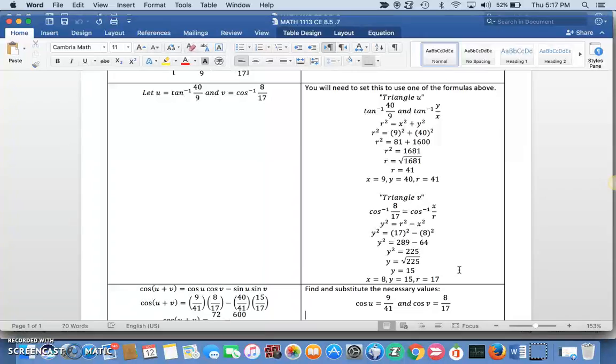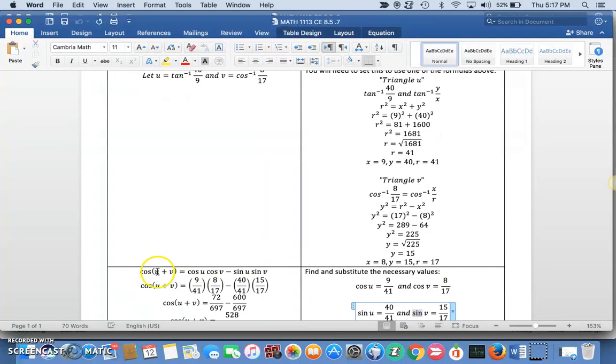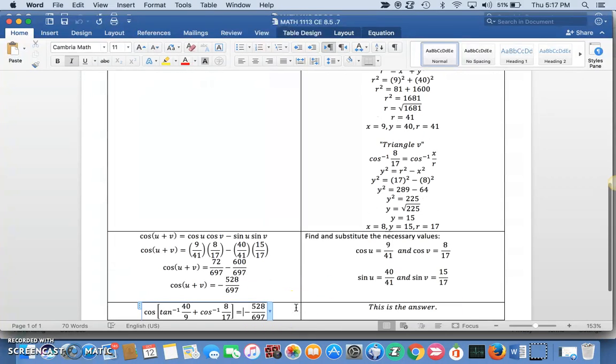Now, using the basic formula for the cosine of the sum of two angles, expanded. Cosine of U. Well, cosine is x over r, so that's 9 over 41. Cosine of V. Cosine is also x over r here, so that's 8 over 17. Sine of U would be y over r, 40 over 41. And sine of V would be y over r, 15 over 17. So you have found those values for cosine and sine of both U and V.